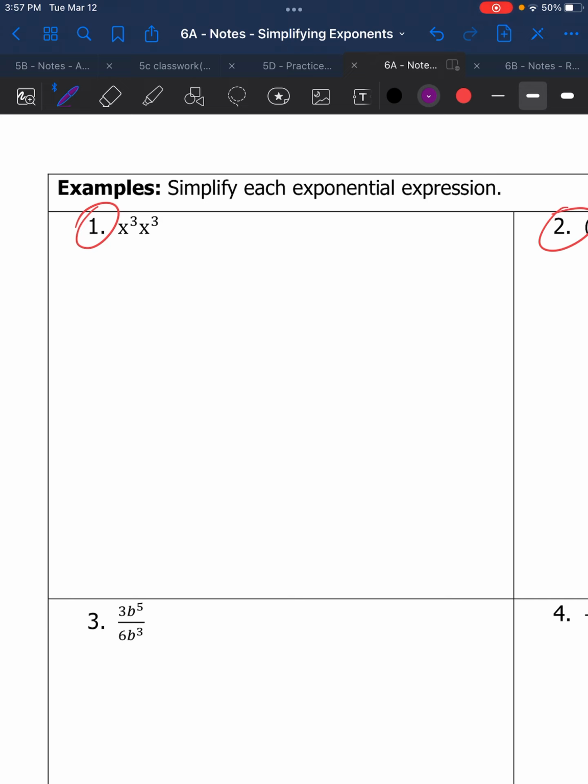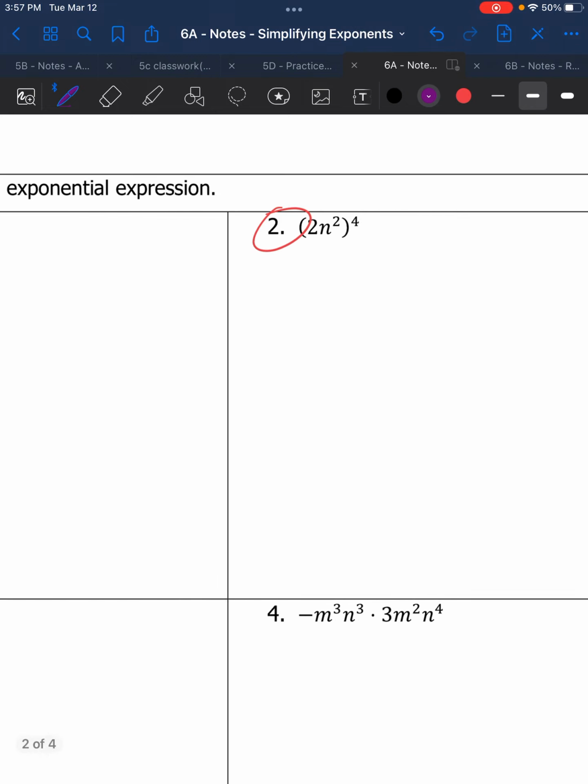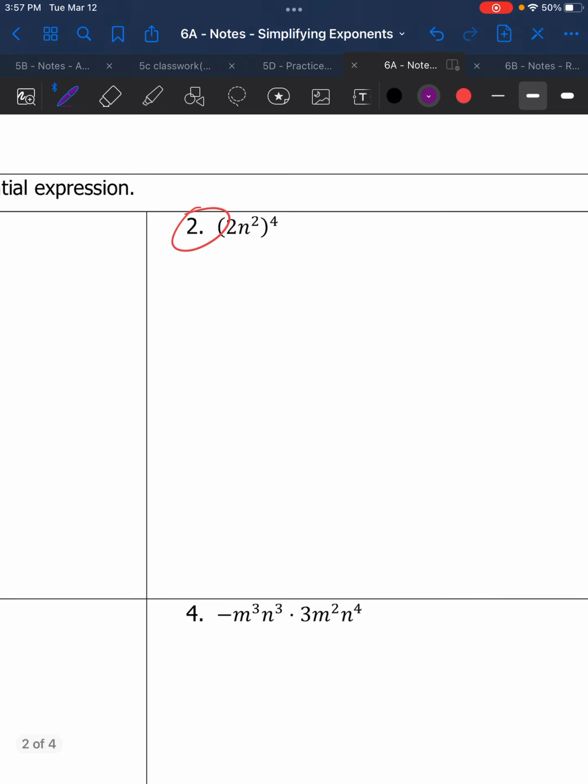All right, let's get to a problem or two. So number 1, we have x to the third times x to the third. Well, we have multiplication of like bases. We are going to add those exponents, so 3 plus 3 is going to be 6.